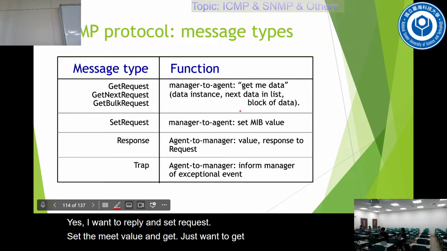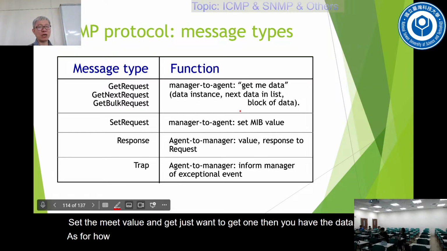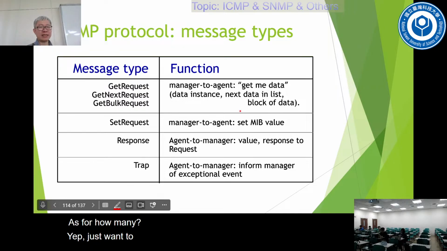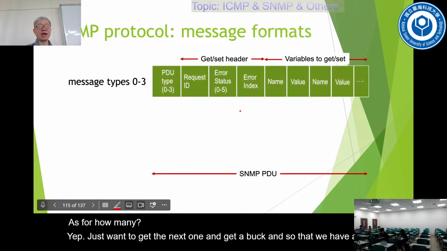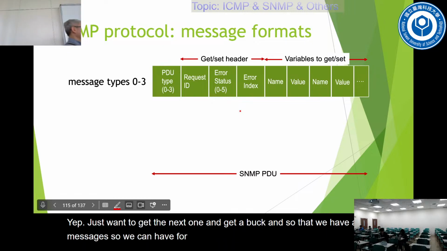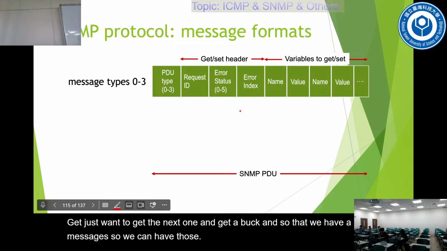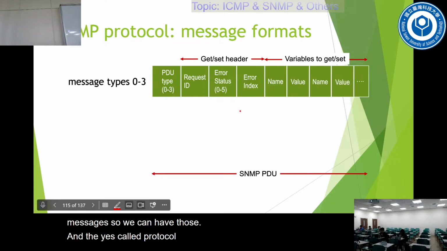Then we have the data. Get next just wants to get the next one, and get bulk gets many. So we have a lot of messages, and we can have those for the protocol.